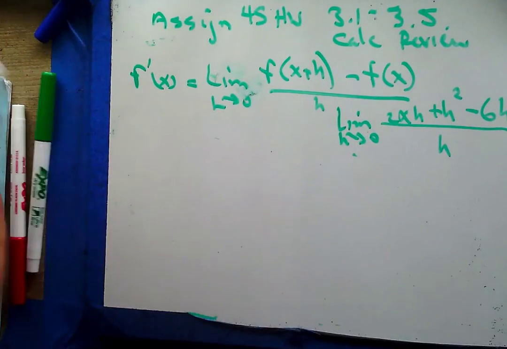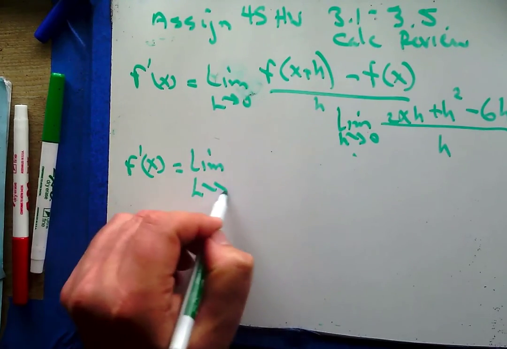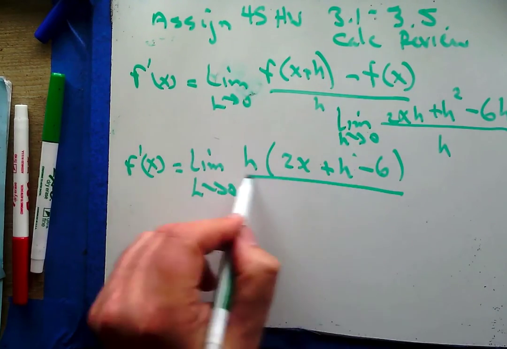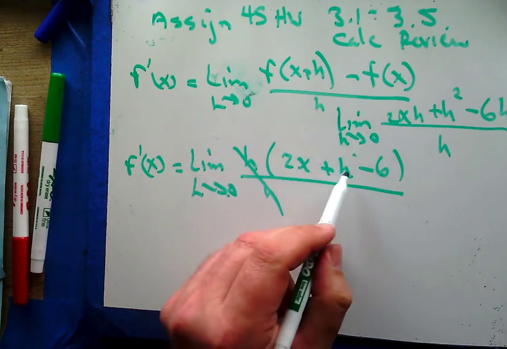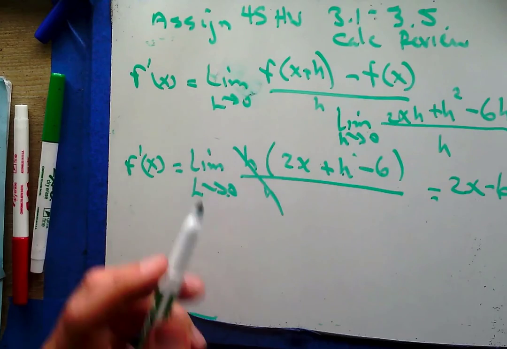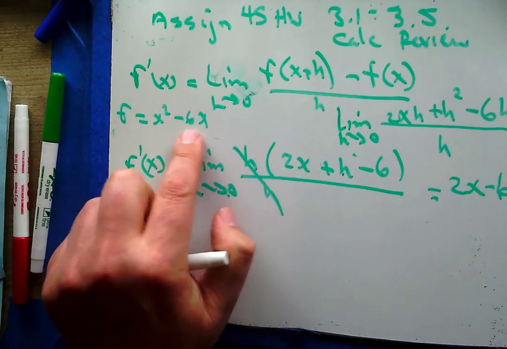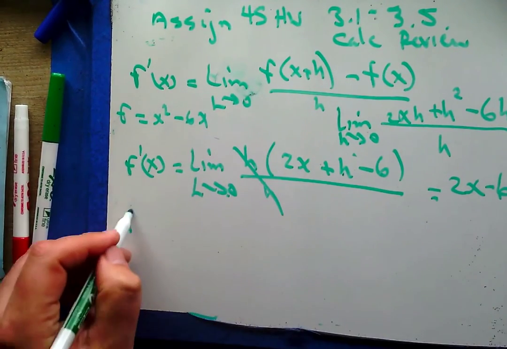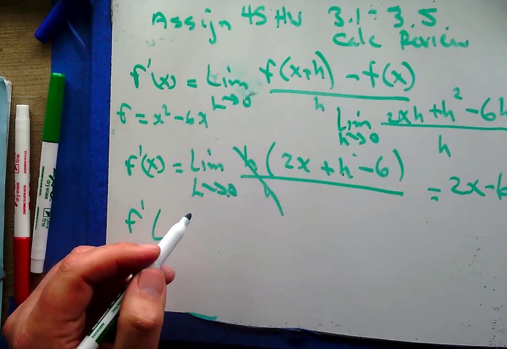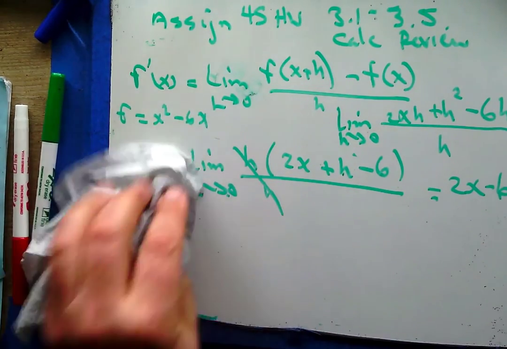Okay, well, then f prime of x will be the limit as h heads to 0 of h times 2x plus h minus 6 all over h. And now we can do our direct substitution, and we get f prime of x is 2x minus 6. And surely you knew that if f was equal to x squared minus 6x, the derivative would be 2x minus 6. But we were asked to show that we could do this by hand. Then I'm asked for just the general derivative. Great. So that's 1 done. Let's take a look at 2.